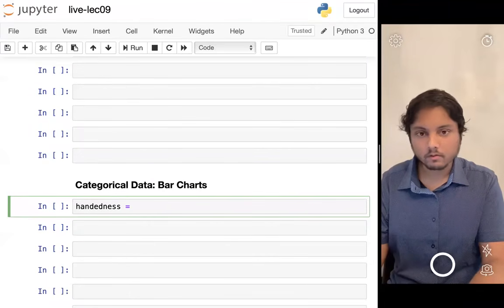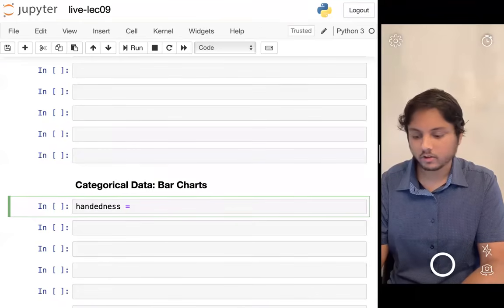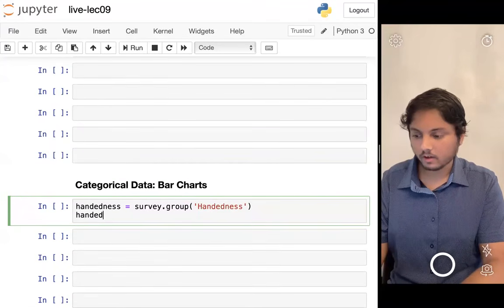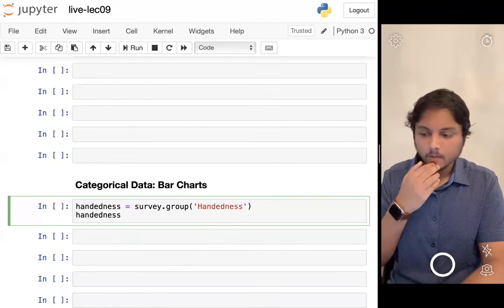One way we can visualize this distribution is in a table form, and that's using the group function. So for categorical data, we can do survey.group handedness. And then if you want to see what this looks like, you can just type out handedness here.